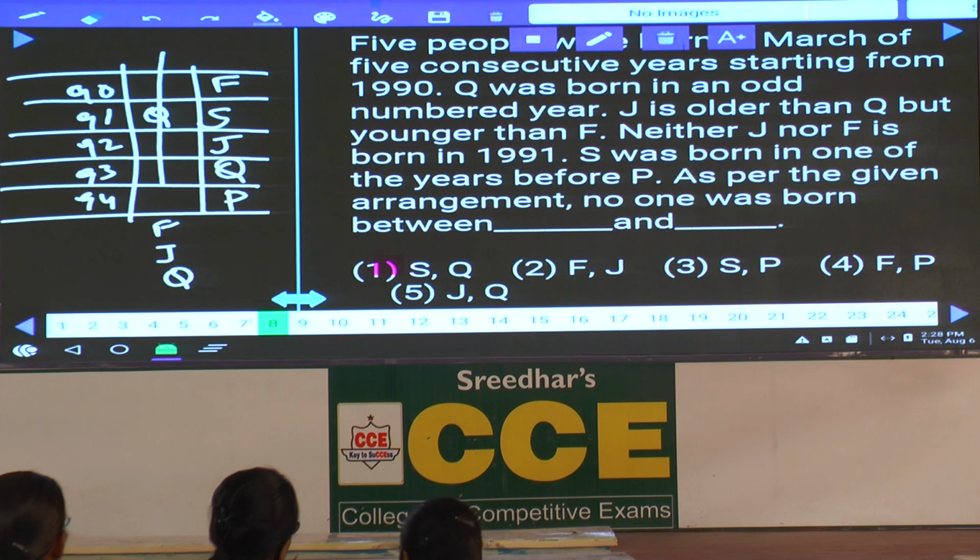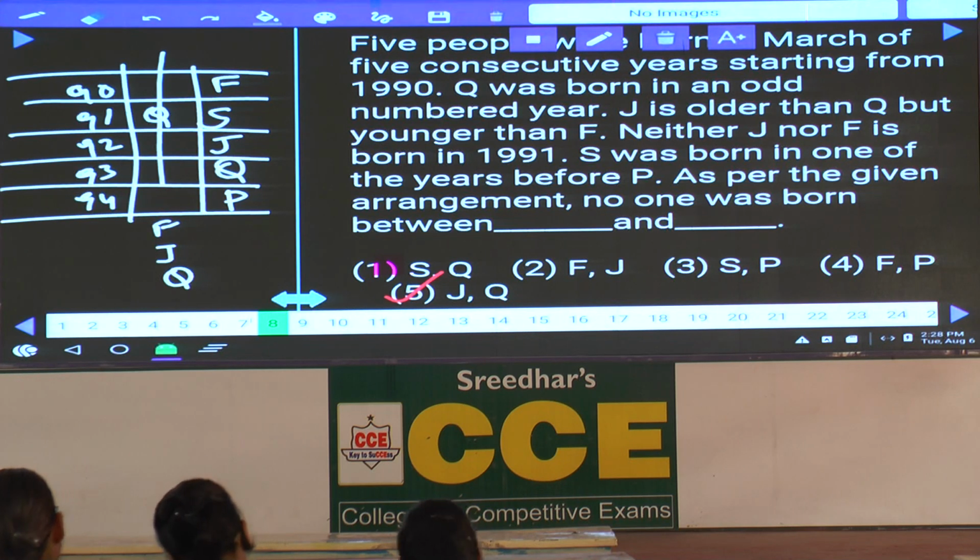As per the given arrangement, no one was born between which two people? S and Q, there is one person between S and Q. Between F and J, there is one person. S and P, there are two persons. F and P, there are three persons, J and Q. Now between J and Q, these two persons were born in consecutive years. So it is choice 5.